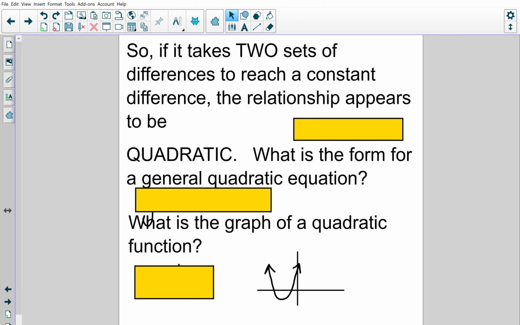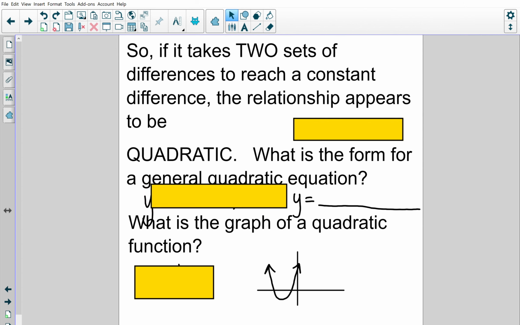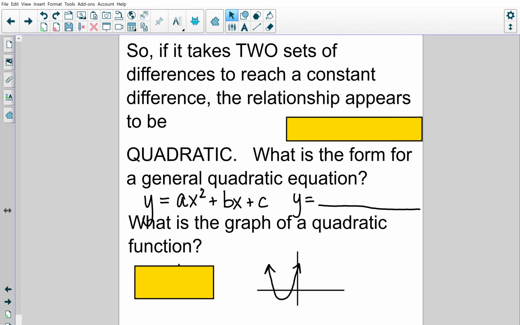Hopefully you were listening. What is the form for a general quadratic equation? Okay, so I'm asking y equals what? What's that general quadratic form for that equation? I hope you typed y equals ax squared plus bx plus c. Okay, or took a note on that.